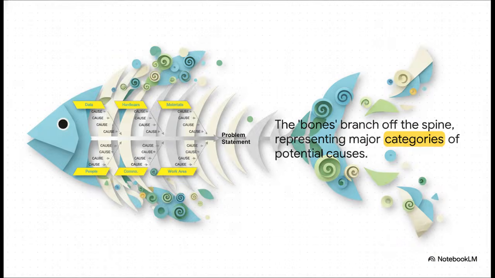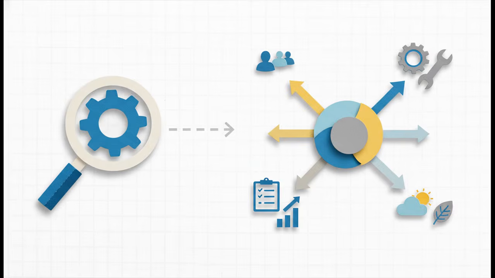Then, branching off from that main spine, you have the bones. And each one of these bones represents a major category of potential causes. This is where the magic happens, because this structure instantly gives our thinking some order. And right there, that's the core strength of this whole thing. The diagram forces you to explore all these different categories. It stops you from just jumping to that first, most obvious conclusion. It makes you broaden your perspective and guarantees a much, much more thorough investigation.